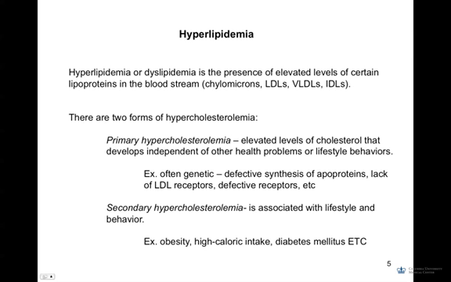Much more common is the secondary hypercholesterolemia, which is associated with lifestyle and behavior, and therefore can be controlled through lifestyle and behavior change. So some of the lifestyle and behavior risks for secondary hypercholesterolemia include things like obesity, high caloric intake chronically, diabetes mellitus, and so forth. Okay. So it is the foods that we eat, how much and what kind of foods, that are producing this elevated amount of LDLs. Okay. And really, no matter what the mechanism for the hypercholesterolemia, primary or secondary, these individuals have a much, much greater risk for atherosclerosis.